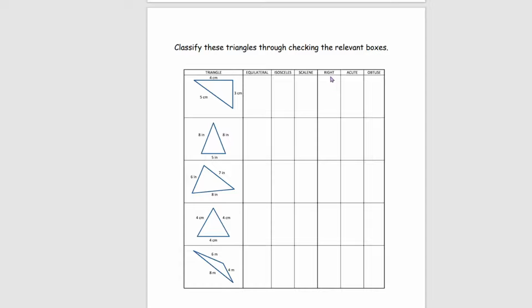Right triangle means that there's a right angle in the triangle. Acute means that the angles are less than 90 degrees, and obtuse means that the angles are more than 90 degrees.